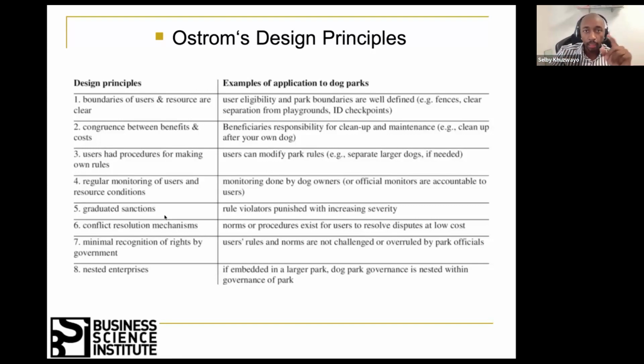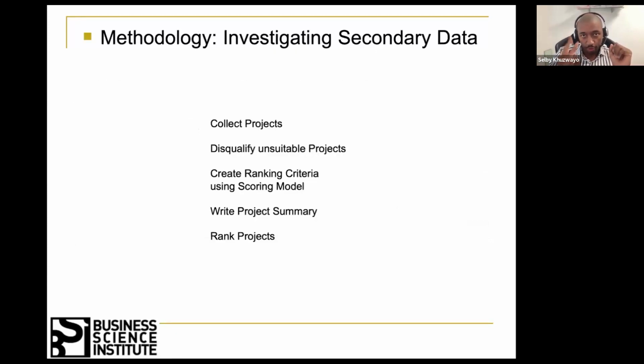So I took these design principles, these 8, and said, okay, this is going to be the backbone of my methodology, which consists of 2 parts. First, I investigate secondary data, and then I create primary data. So I'll start with the investigation of secondary data. I collect 50 projects. This is just some random number. It could be also 100, but I collect the number of projects, and then I disqualify unsuitable projects.